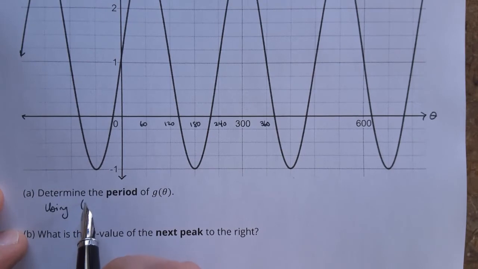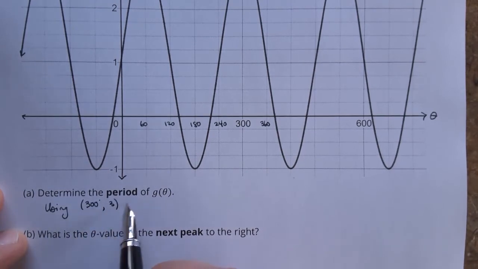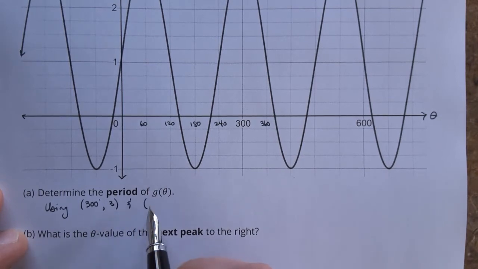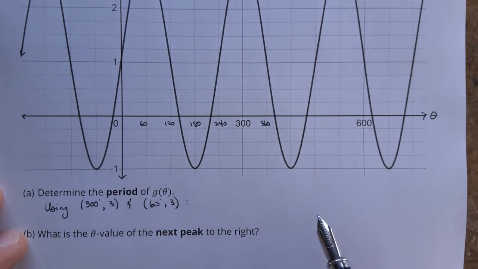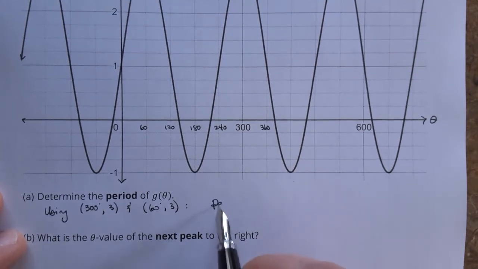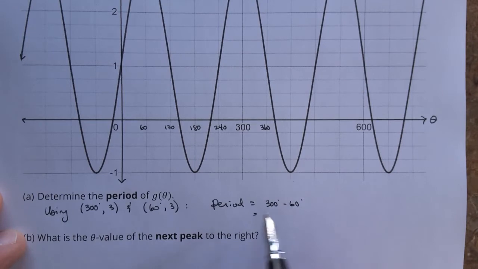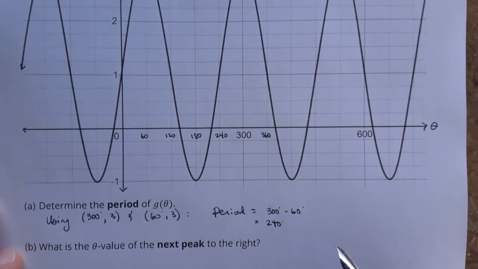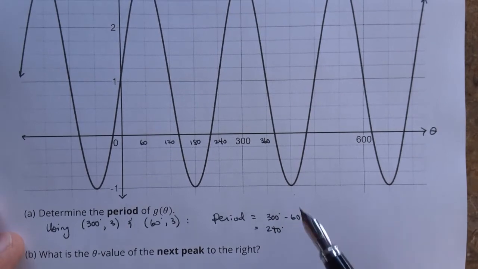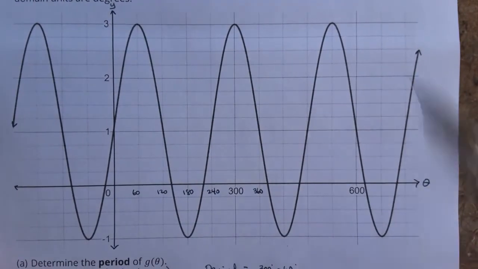I'm going to use 300 degrees and 3, and I'll use 60 degrees and 3. And that tells me that the period is, take the larger value and subtract the smaller value, the x values, or theta values here, and that's going to be 240 degrees. So this thing, every 240 degrees should repeat. So let's just check that out. Does that seem to work out?